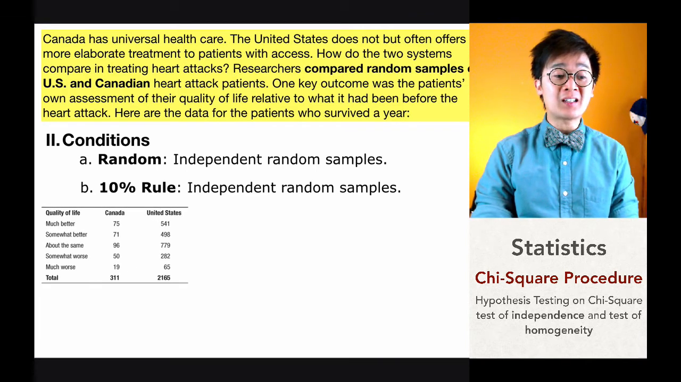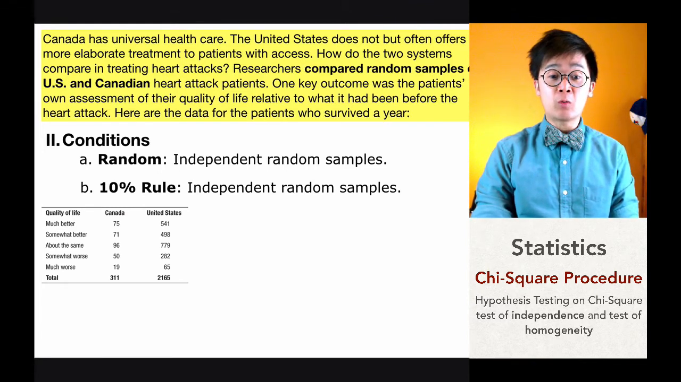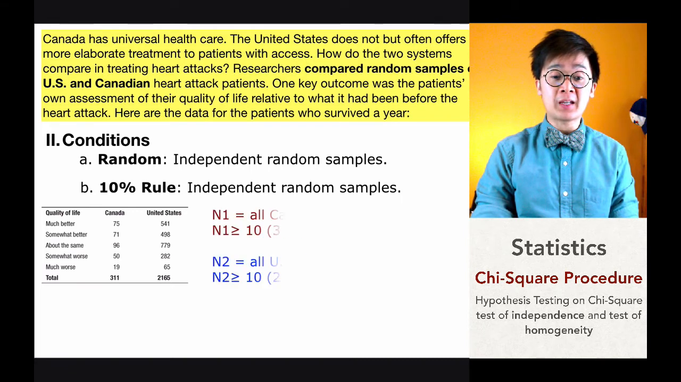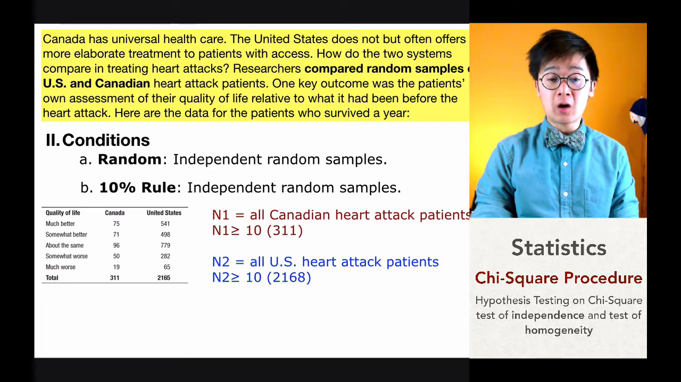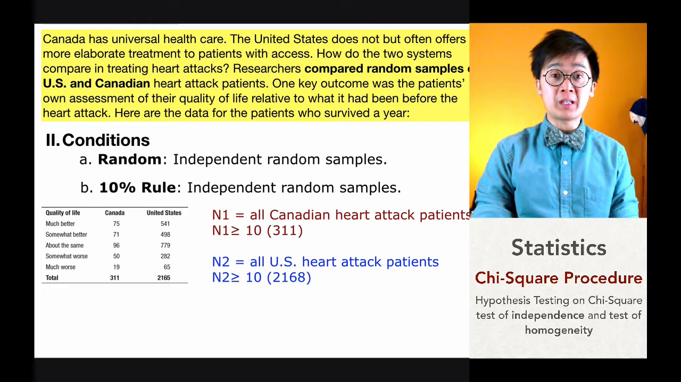But if we're going to base it on the parameter, the population of interest will be the patients who suffered heart attacks in Canada and the United States. Our first parameter will be all Canadian heart attack patients, and our sample of 311 based on our survey is going to be our small letter n that we're going to use for the 10% rule. So in this case, big N is indeed greater than 10 times the sample size, because it's going to be bigger than 10 times 311, which is 3,110.